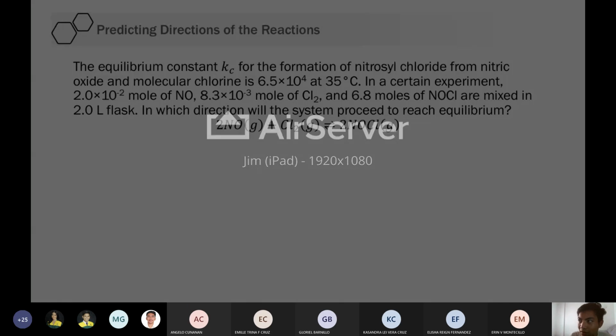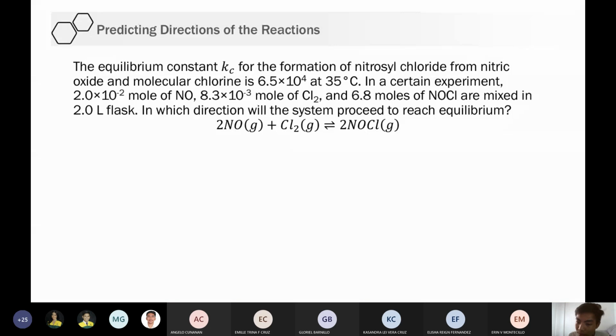Ang tanong lang dyan, to the left, to the right, yung pagpunta ng reaction. Alamin natin. So, let's solve. Ano gagawin ko? Qc muna, kasi Kc yung given na eh. I will solve for Qc.